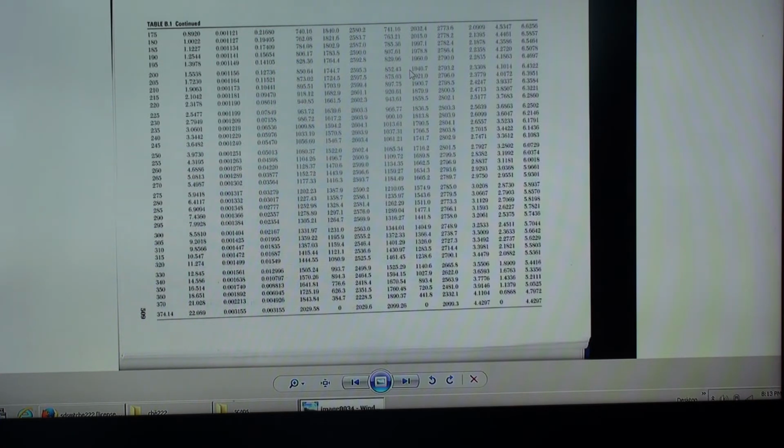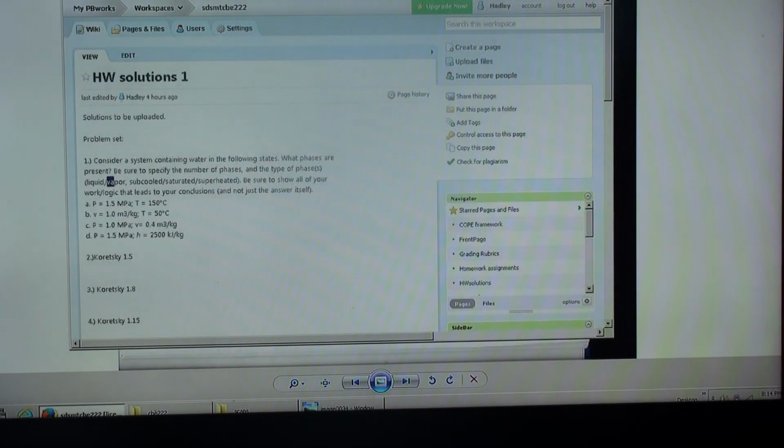Now, is it above the liquid? Yes it is. Is it below the vapor? Yes it is. So if it's between the bounds, it's saturated. So it's a saturated mixture. The last one was more of a liquid. Is this one more of a vapor or more of a liquid? It's closer to the vapor, so it's more of a vapor. How much? That's what quality is for, and of course, that's a different topic.